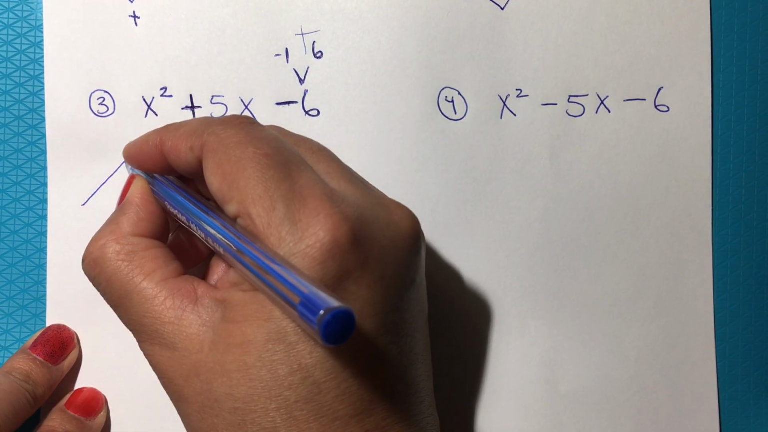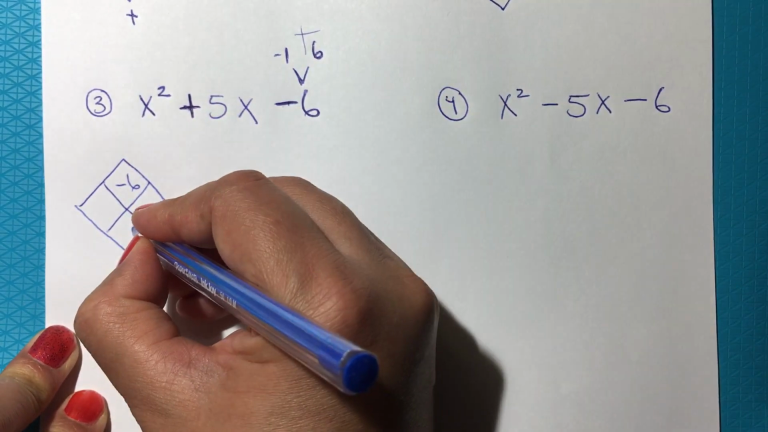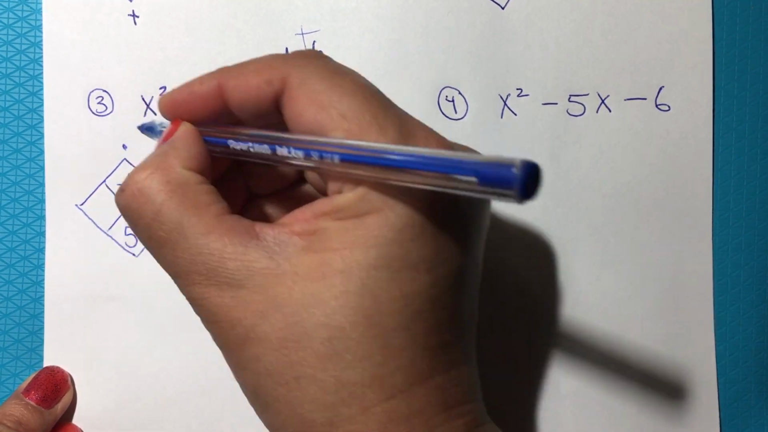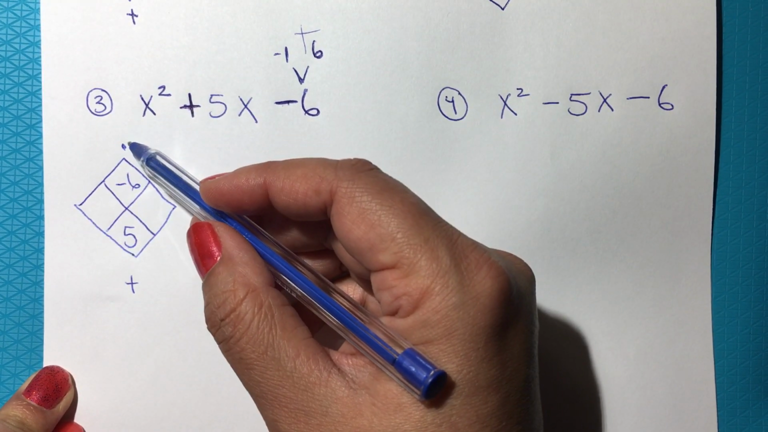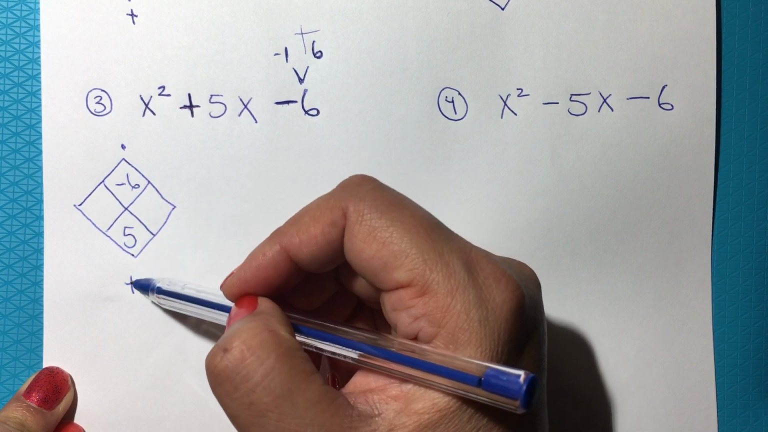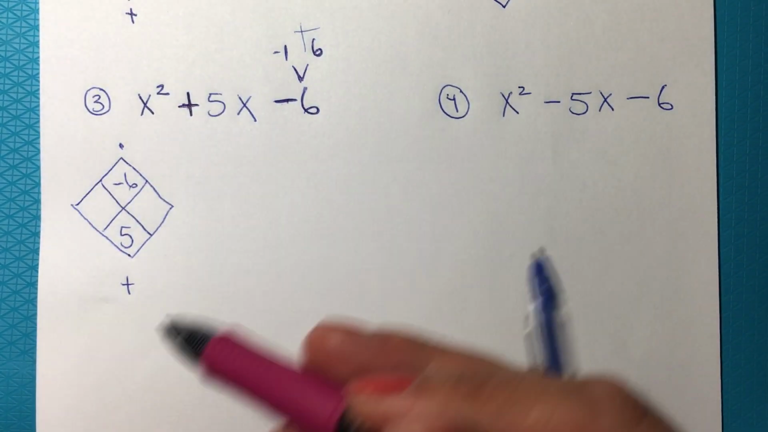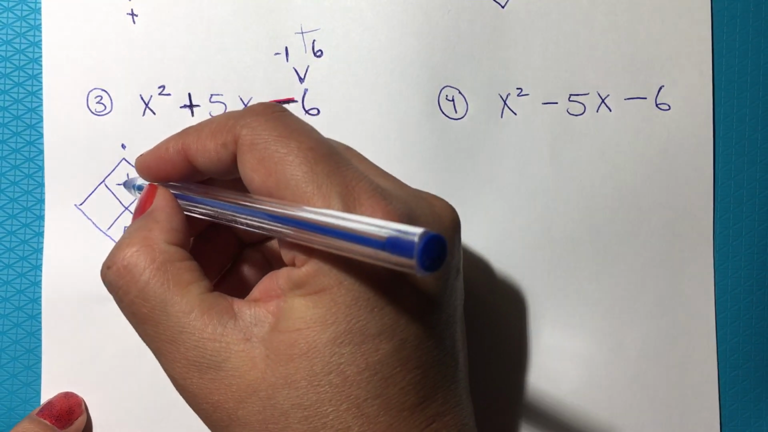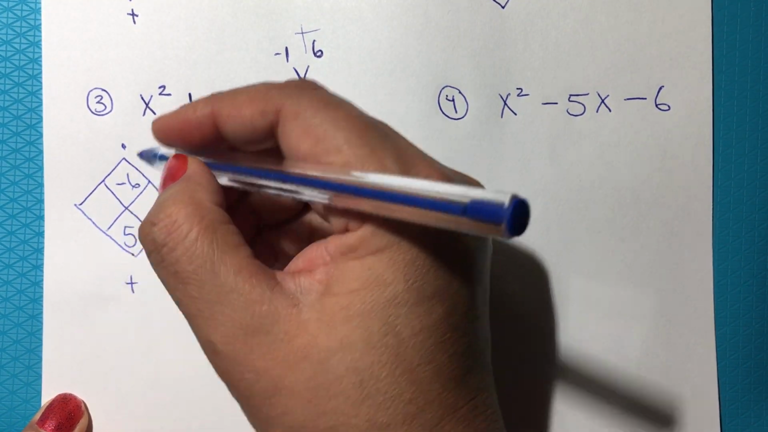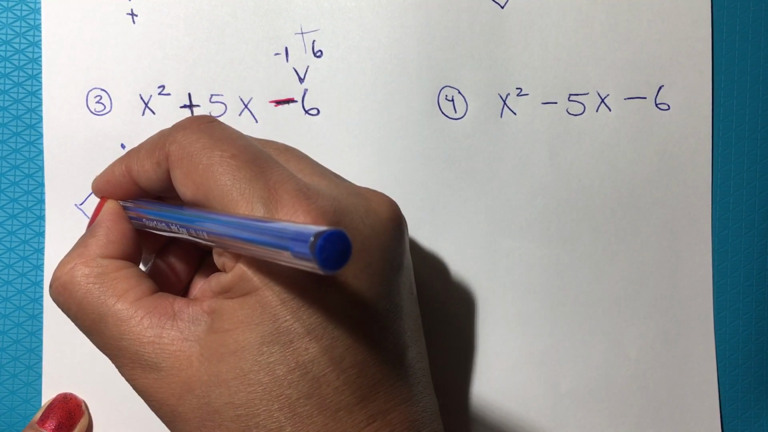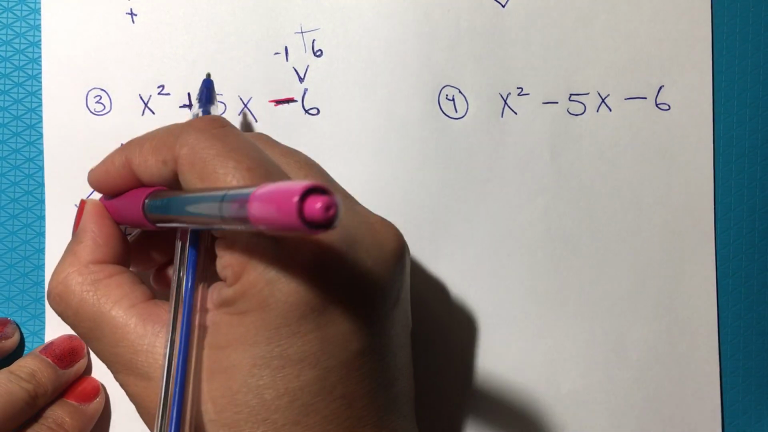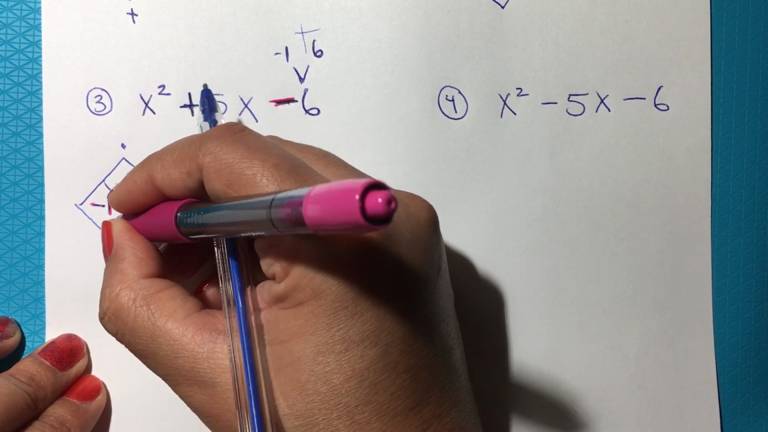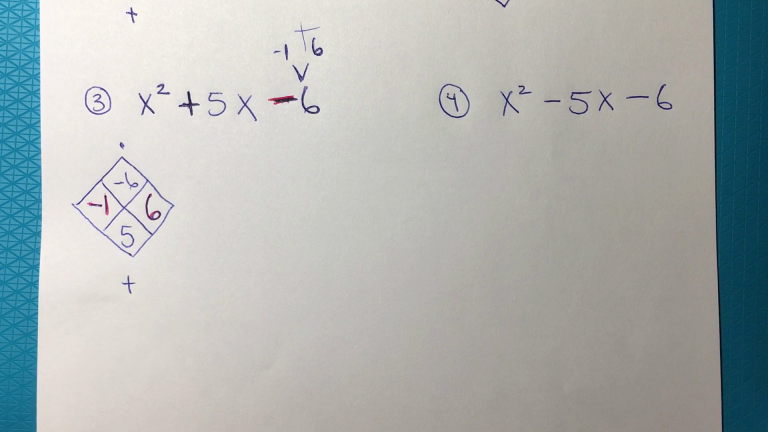Okay, let's do it in the diamond. So negative 6, positive 5. Again, we're looking for numbers that multiply to negative 6, but now we're not going to add them, we're going to subtract them, and it's going to be positive 5. Again, it's 6 and negative 1, because the greater one will have the sign of the middle term, or the one below.